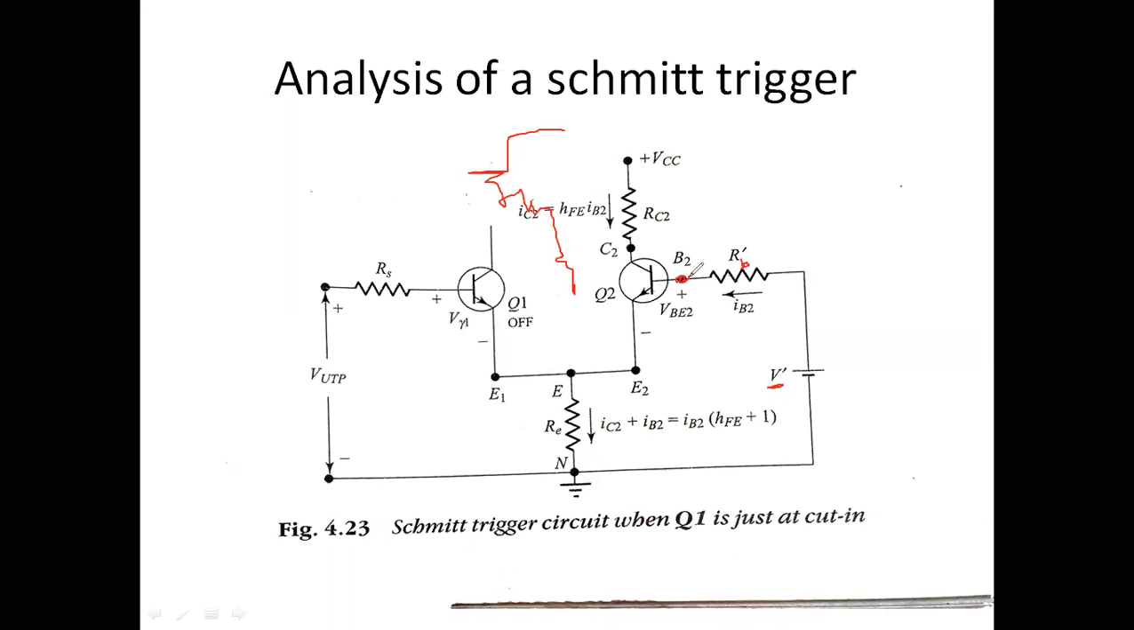Okay, at this node, I had to find the Thevenin's equivalent. I have applied Thevenin's theorem and obtained the Thevenin's equivalent voltage and Thevenin's equivalent resistance. So this is my equivalent circuit.